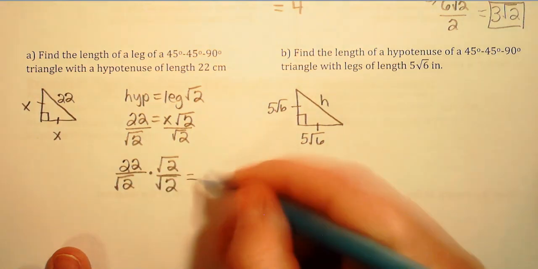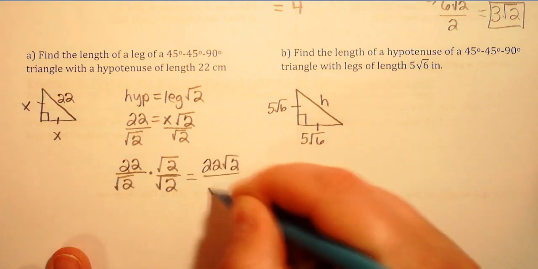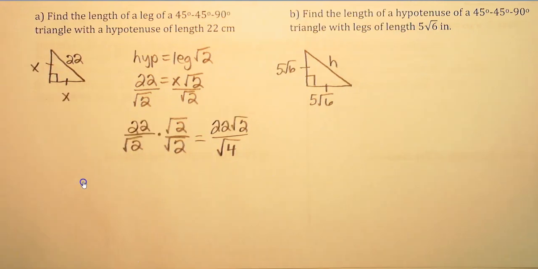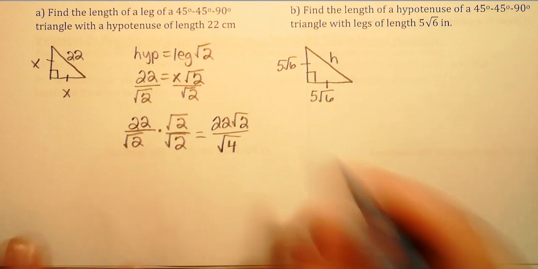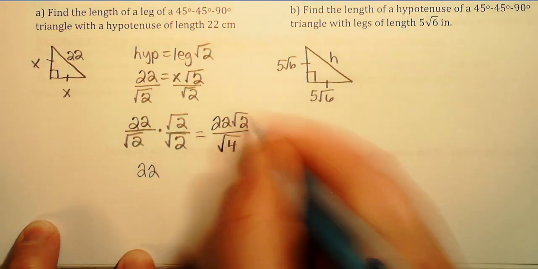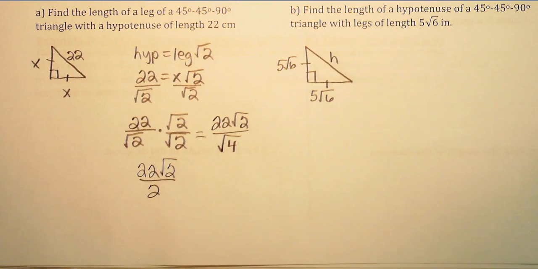Okay, now across the top I would just have 22 times the square root of 2. The bottom would be the square root of 4. If you're understanding this and you want to skip that step where I'm writing out the square root of 4 and just go ahead and write 2, you could totally do that. I'm just trying to show you where this comes from. This right here is going to simplify to 22 radical 2 divided by 2.